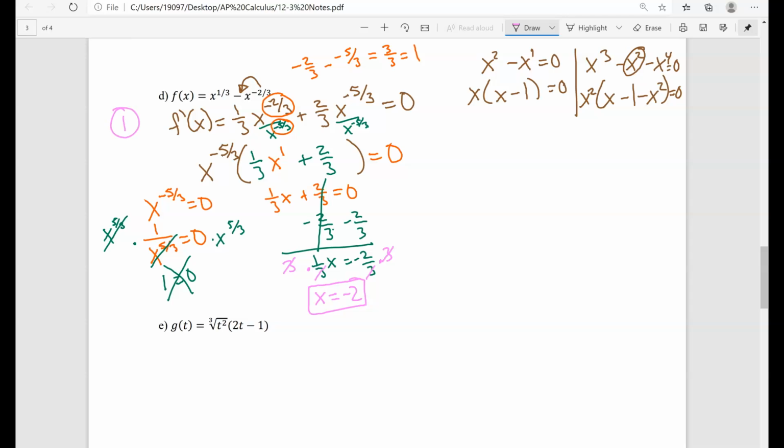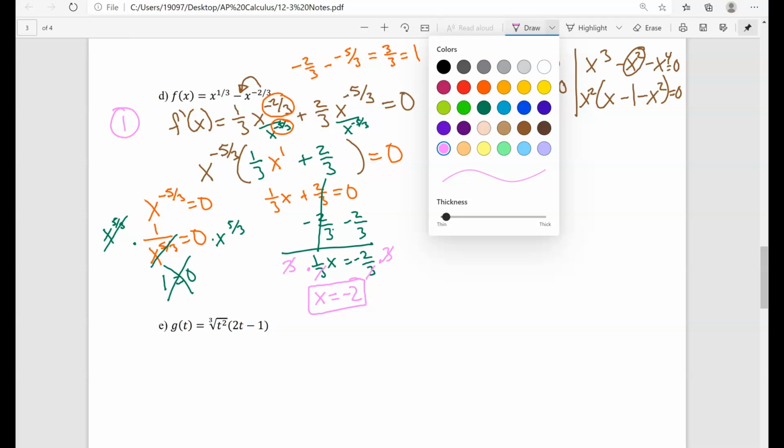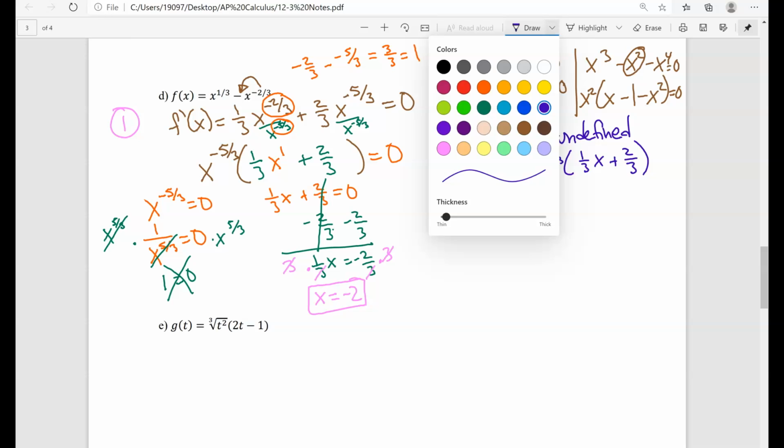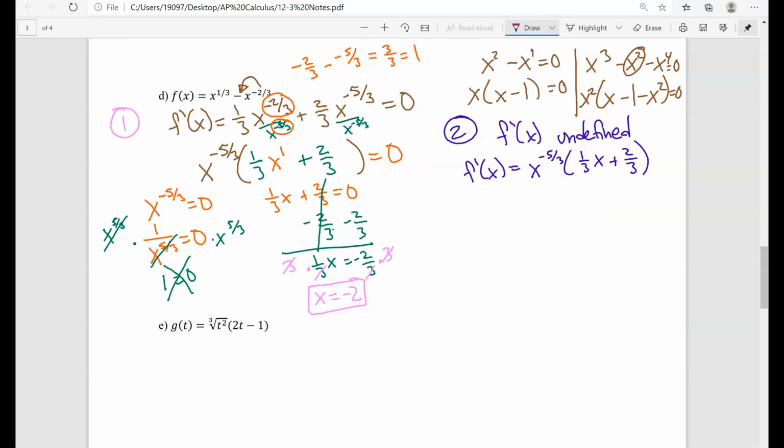And remember that this is just the first step. That's just going to be the first part, setting the derivative equal to 0. Because now what I got to do is find where exactly it is undefined. So I know f prime was equal to, when I factored everything out, x to the negative 5/3 times 1/3 x plus 2/3. So you can see that the only thing that's kind of undefined here is this guy.